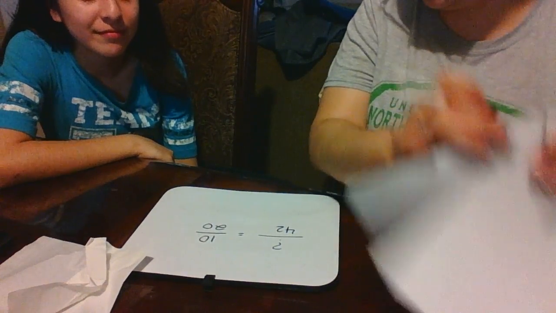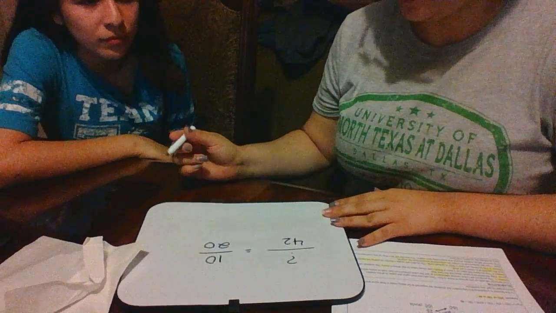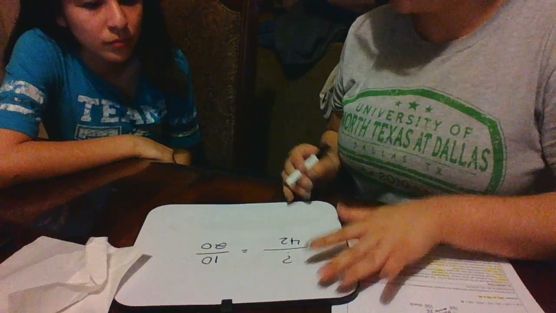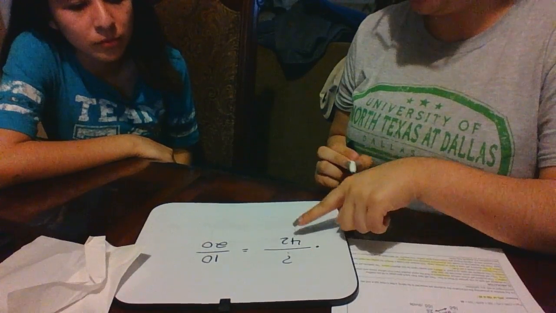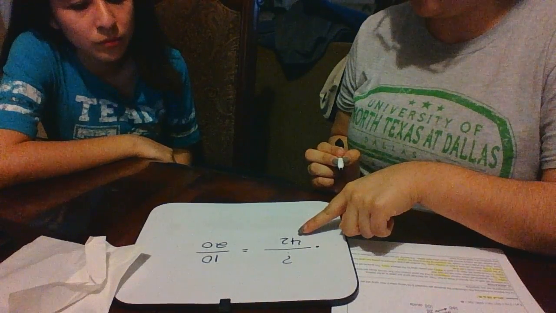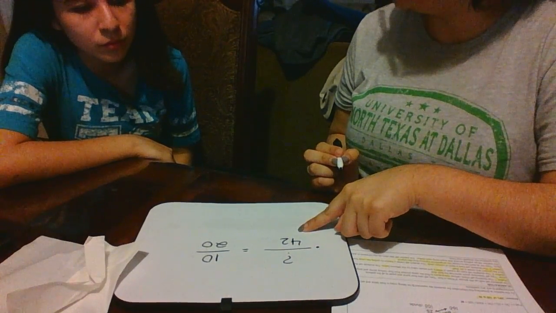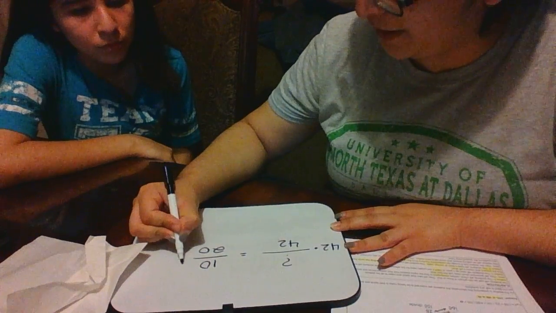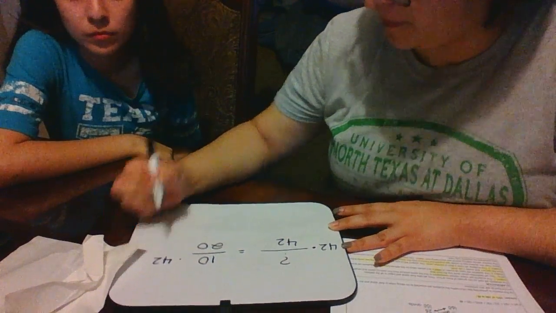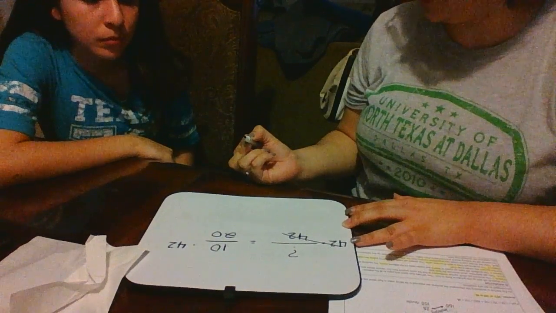Okay, so what we have to do is get the question mark alone. In order to get the question mark alone, we have to do the opposite of what's being done. So the question mark is being divided by 42. In order for us to get rid of 42, we have to multiply by 42. Okay? And this would get the question mark alone because we want to solve for the question mark.